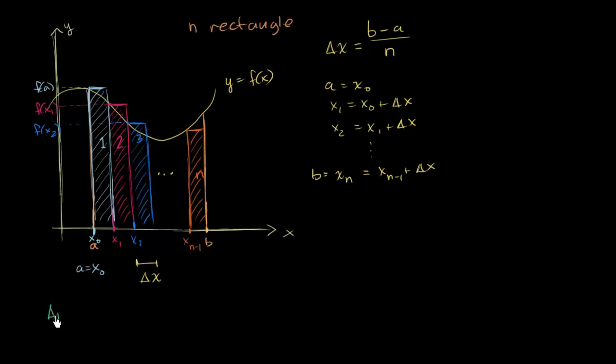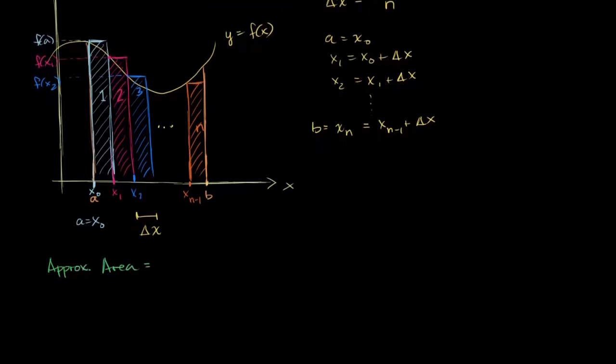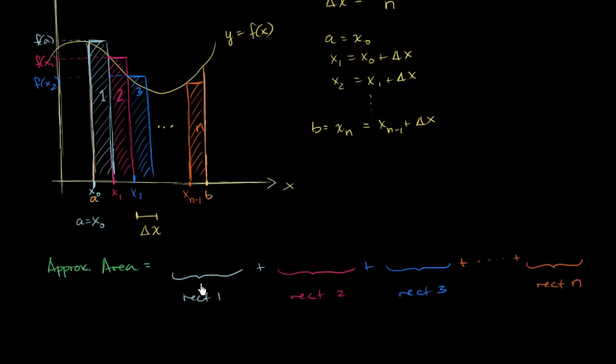So our approximate area is going to be equal to what? Well, it's going to be the area of the first rectangle. So let me write this down. So it's going to be the area of rectangle 1, plus the area of rectangle 2, plus the area of rectangle 3. I think you get the point here. All the way to the area of rectangle n. And so what are these going to be?